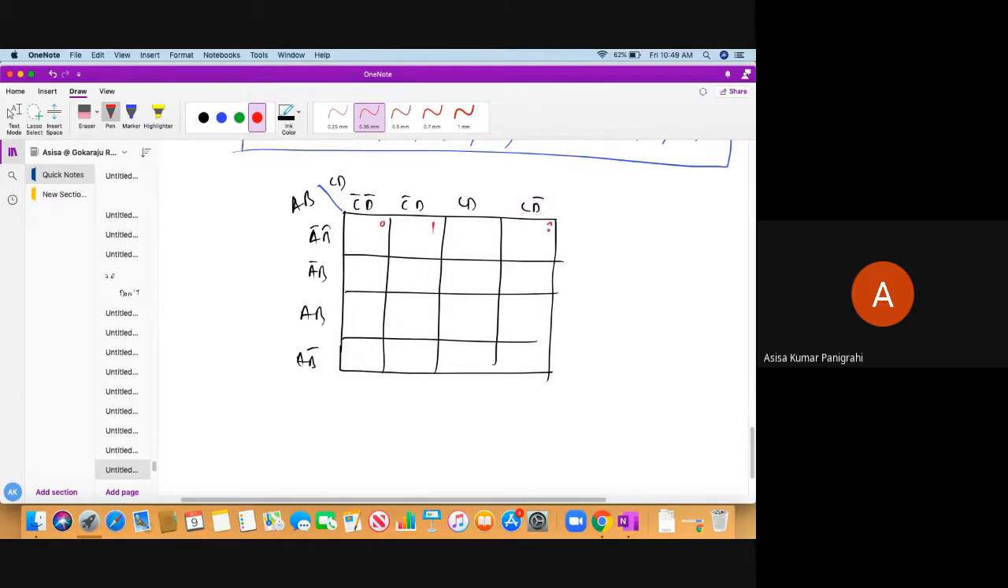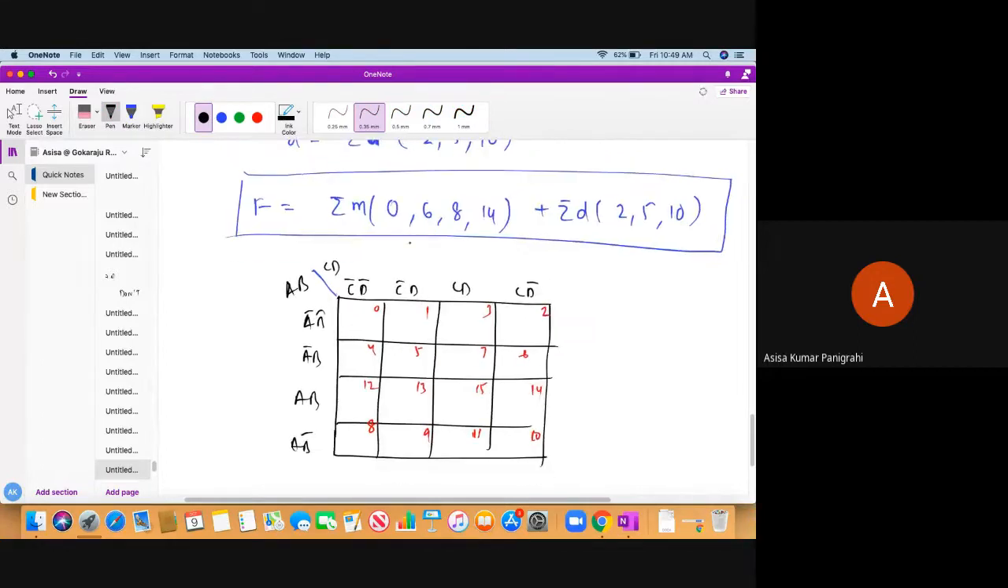Minterm positions 0, 1, 2, 3, 4, 5, 6, and 7, 8, 9, 10, 11, 12, 13, 14, 15. Now you need to put those minterms which are present here. 0 is present, 6 is present, 8 is present, 14 is present, and don't cares at 2, 5, and 10. Anything else? No. Other places obviously will be 0. If you don't put it also okay, because it will be considered as 0.